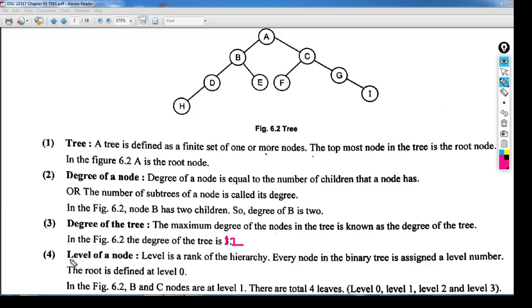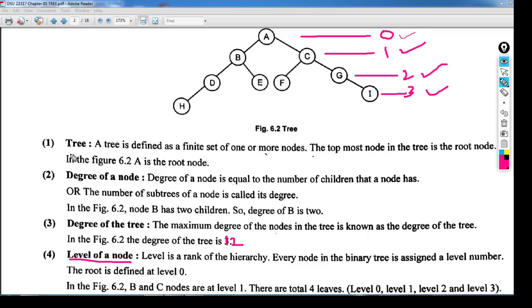Then, level of a node. Level is the rank of the hierarchy. Every node in the binary tree is assigned a level number. The root is defined at level 0. This is level 0. Then this is level 1. Then this is level 2. And this is level 3. So in this figure 6.2, B and C nodes are at level 1. D, E, F, G nodes are at level 2 and H and I nodes are at level 3. So level is the rank of the hierarchy. Every node in the binary tree is assigned a level number. The root is defined at the level 0.